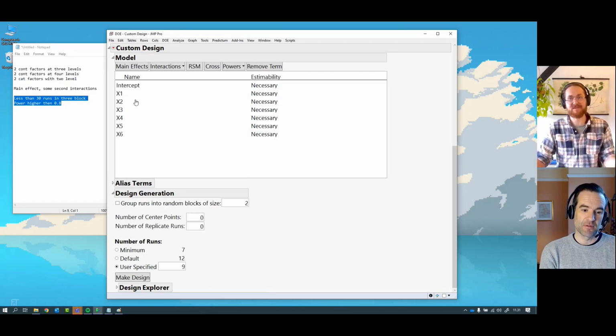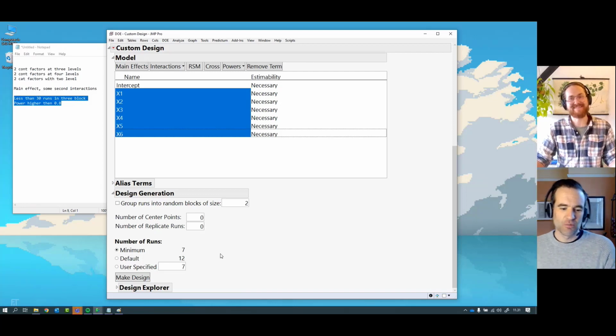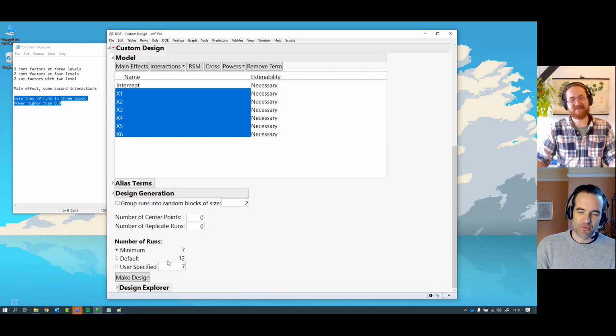Depending on the model, the minimum is always the number of parameters in the model. So we've got 1 intercept and 6 main effects, so we could do this in 7 runs. It's not recommended, though. You want some extra runs to test how good the model is, essentially.